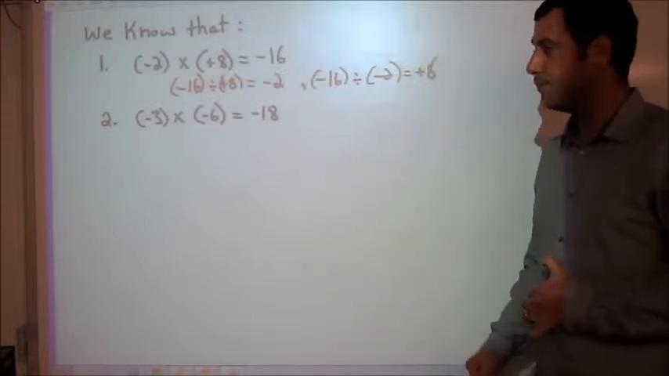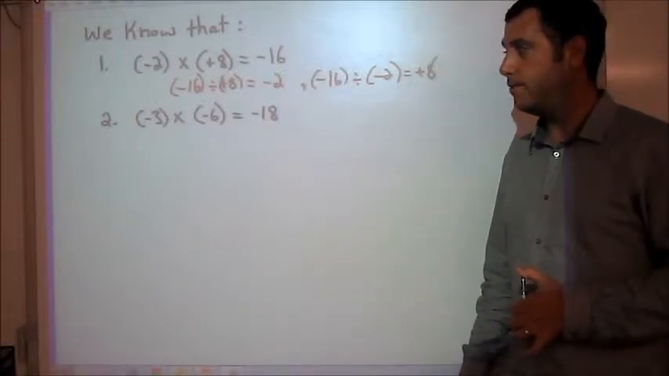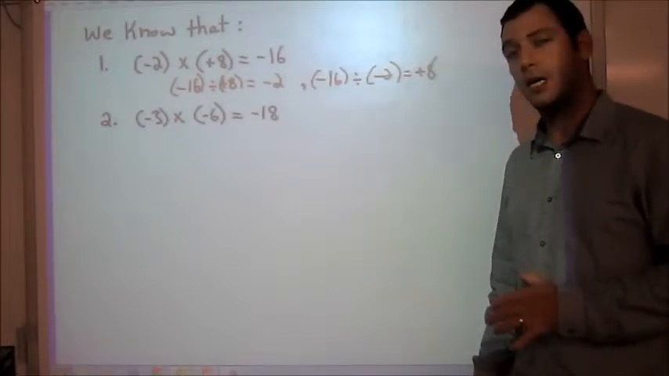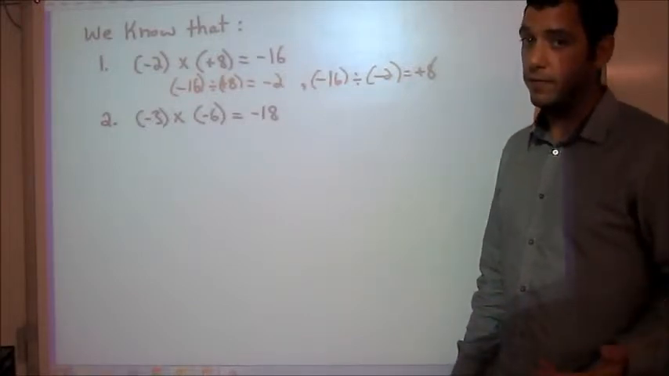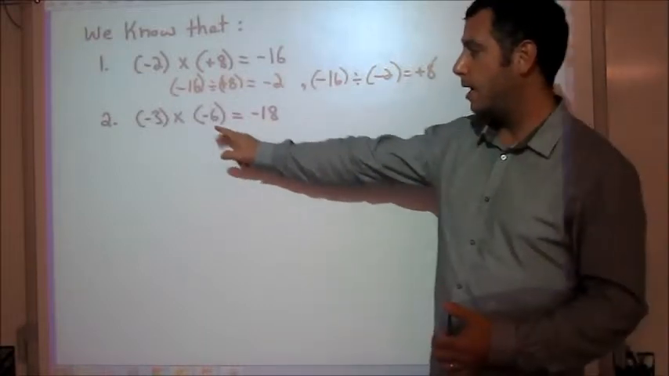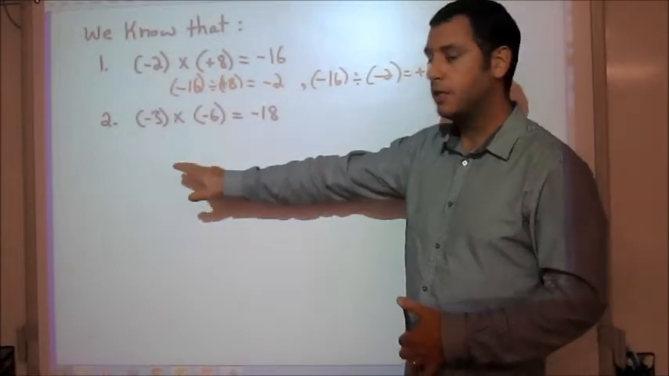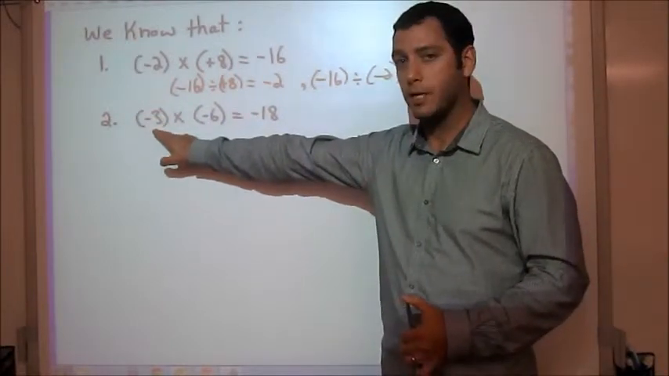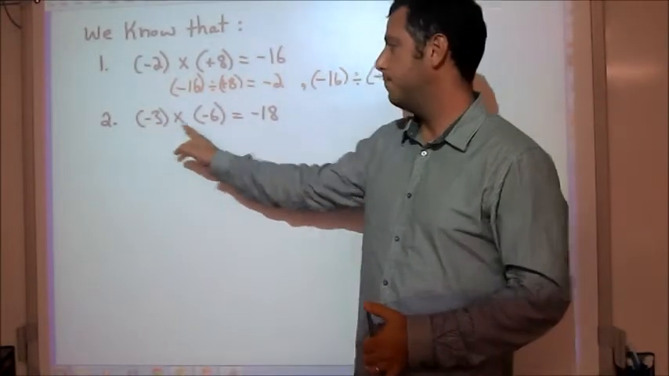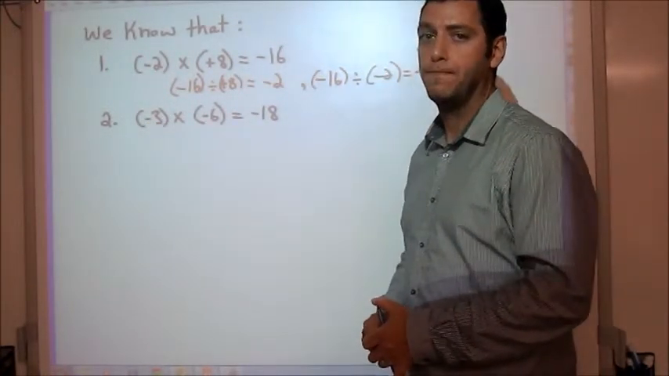Let's try number 2. So if we know that negative 3 times negative 6 is equal to negative 18, then we know two division facts. So negative 18 divided by negative 6 is going to be equal to negative 3. And negative 18 divided by negative 3 is going to be equal to negative 6.